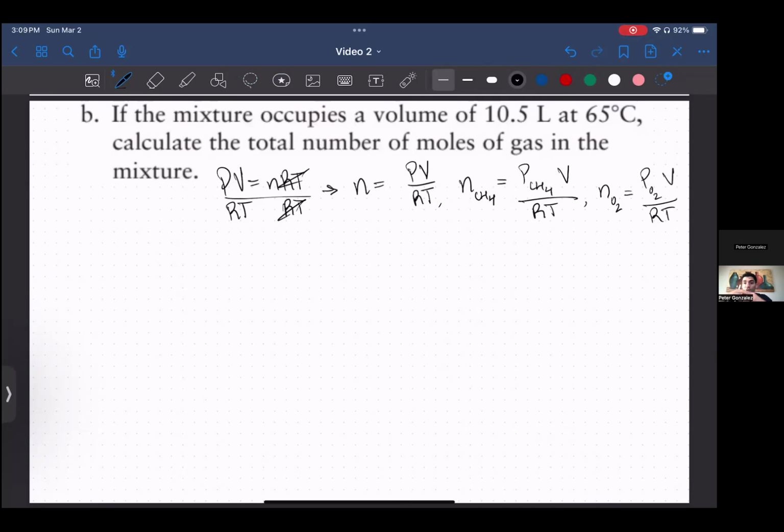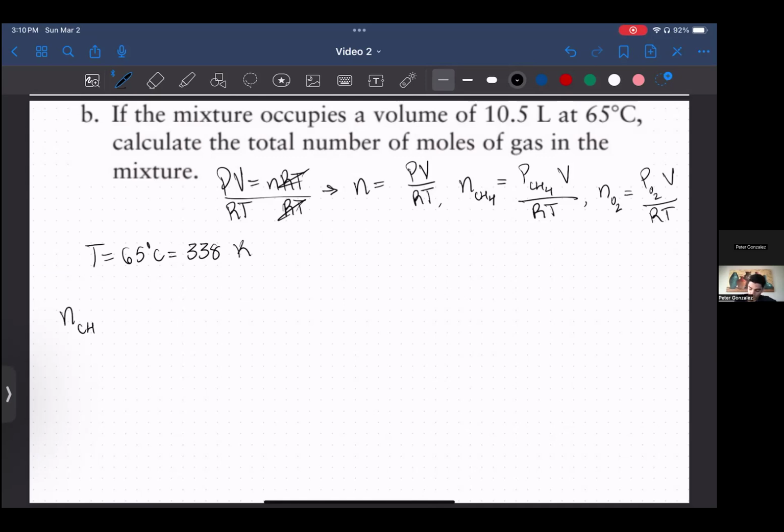Now, we have to make sure we have the right units for everything. Always check that before you plug in any value. R is a constant, so we already have that checked off. Pressure, we had in atm. That's awesome. Volume is in liters. That's great. It's temperature though. Temperature is 65 Celsius, and we need it in kelvins first. So we just need to add 273 to that, which is going to be 338 kelvins. Now that we have that, we can figure out the moles of these.